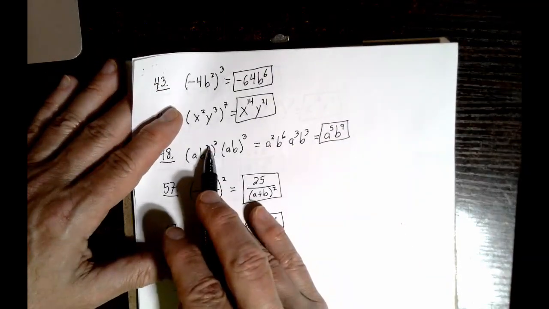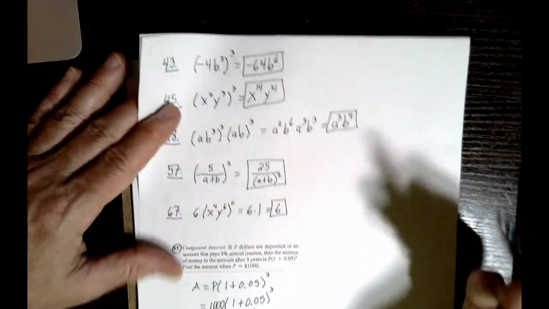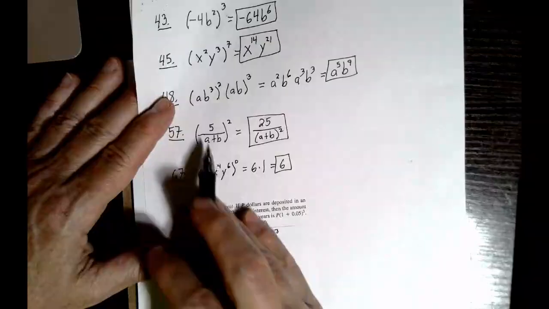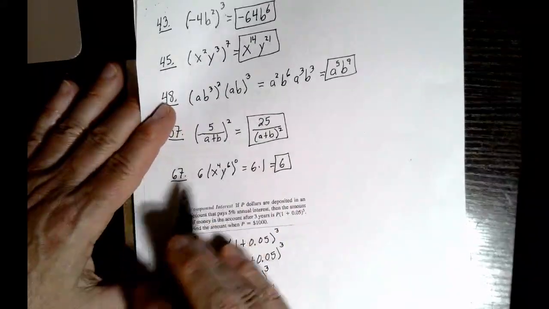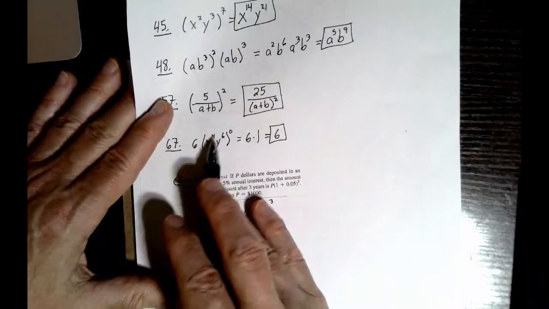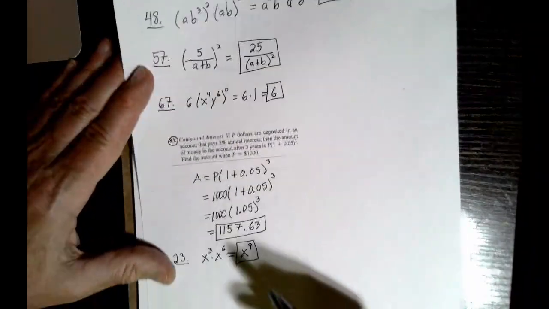Notice here you're multiplying, and here you're adding. So you gotta keep in mind, keep your exponential rules straight. 5 squared is 25. A plus b squared is just a plus b squared. This part reduces down to a 1, and 6 times 1 is 6.